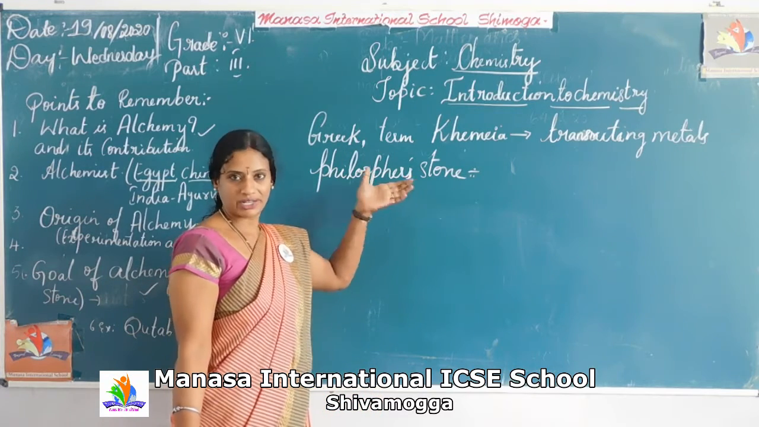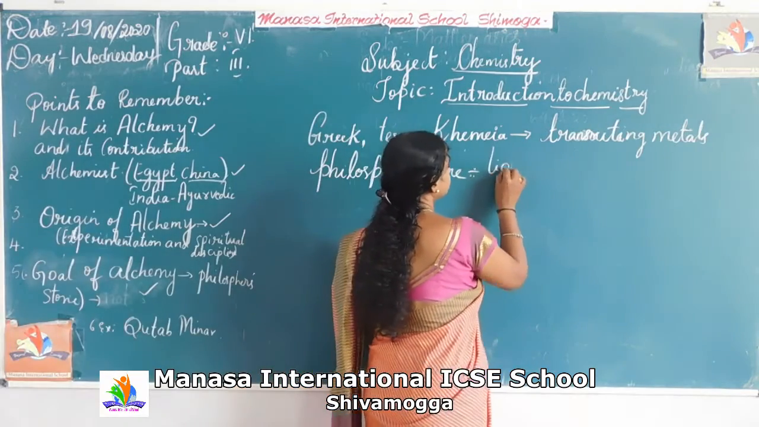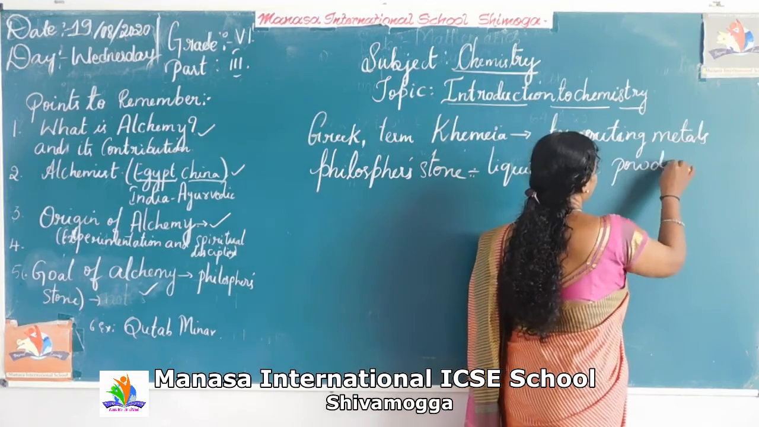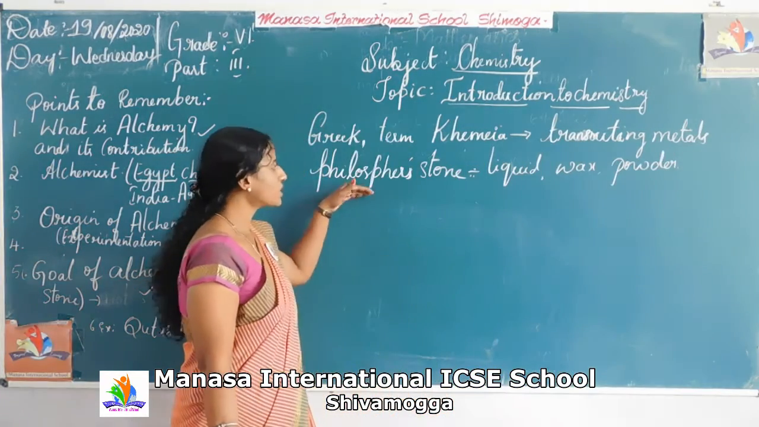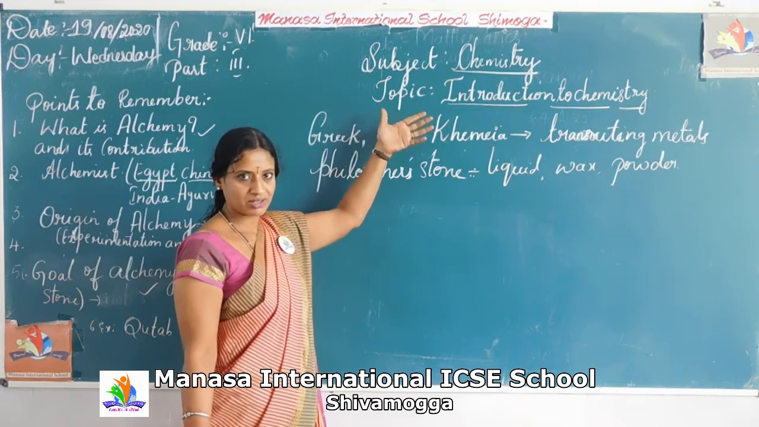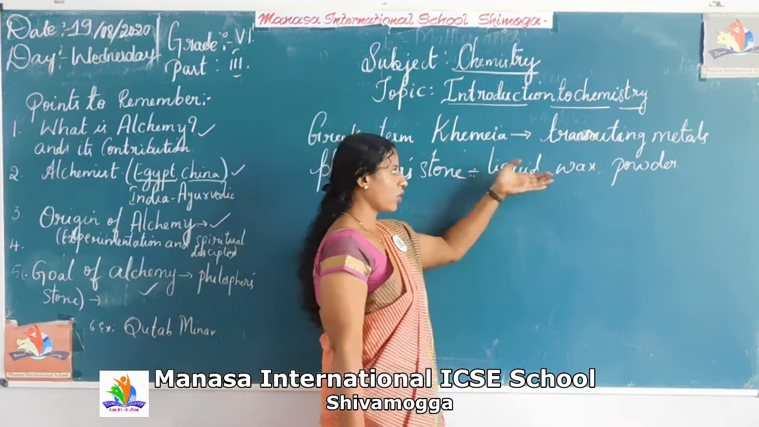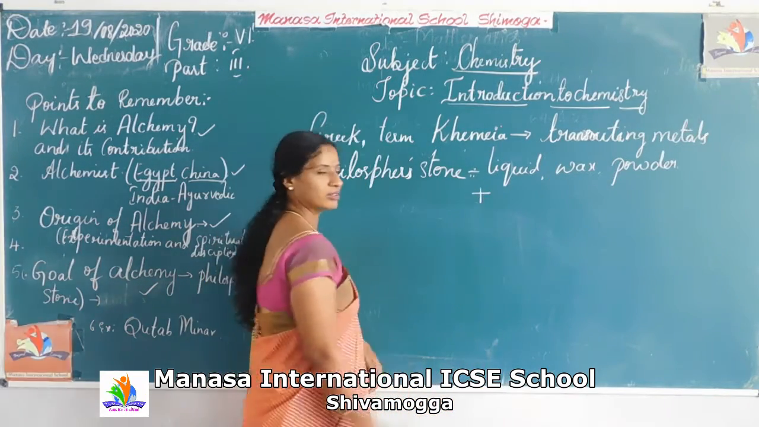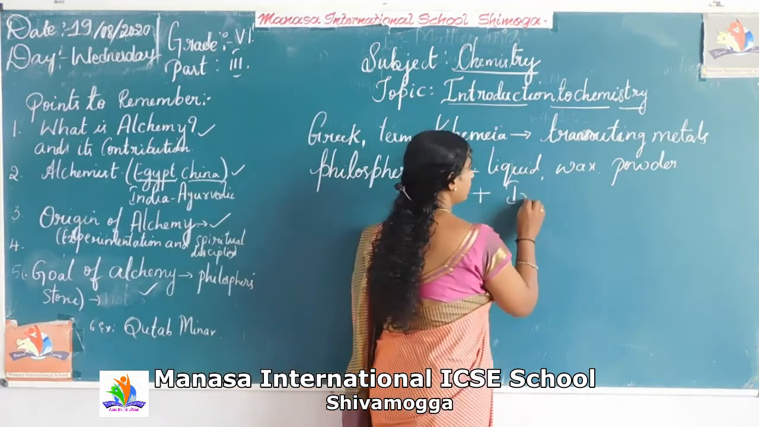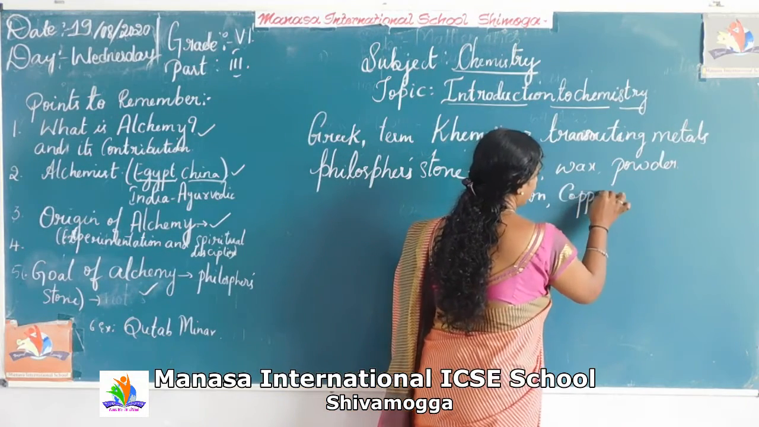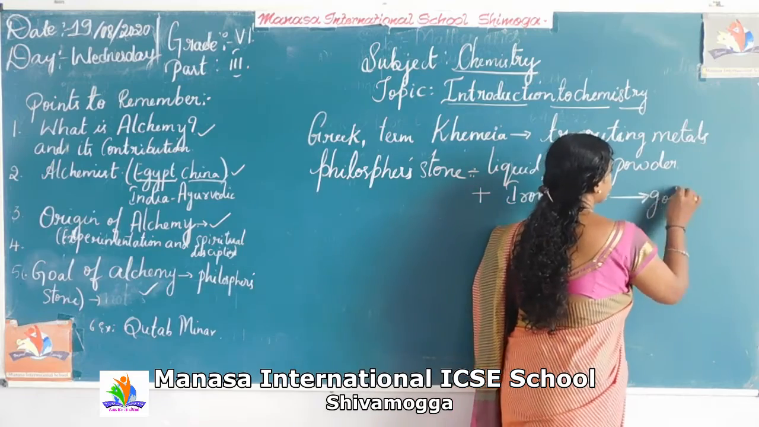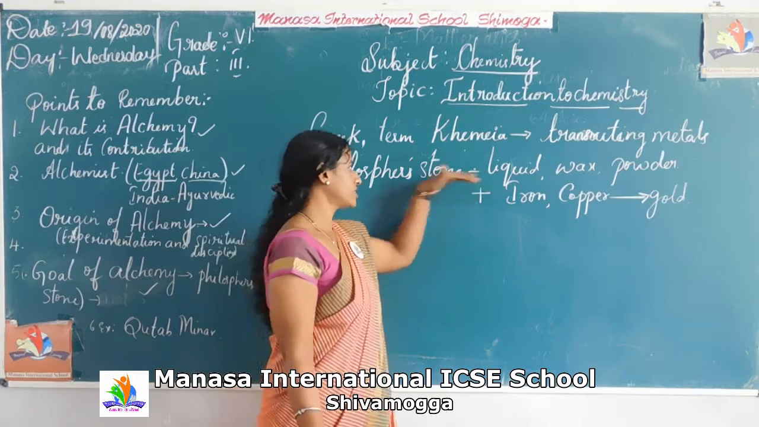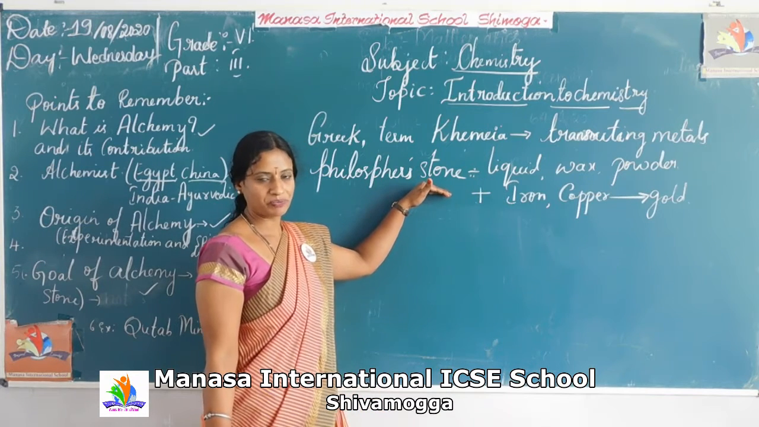What exactly it comprises is, it may be a liquid, it may be a wax, it may be a powder, according to them. According to the alchemists, this philosopher's stone may be a liquid, wax or powder which is available in nature. When it is mixed with iron or copper, it should give gold. This was their criterion, their basic structure. This philosopher's stone is also called the magical stone.